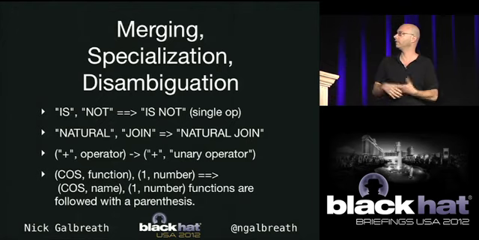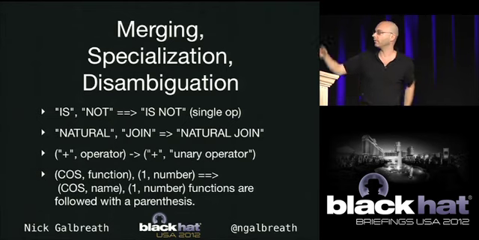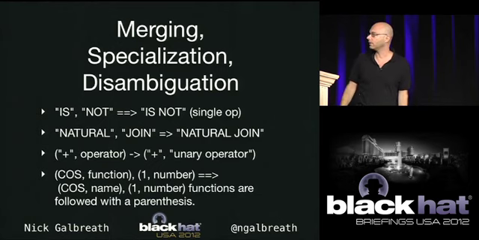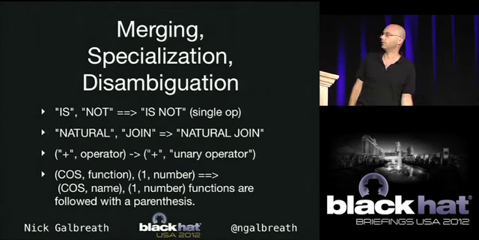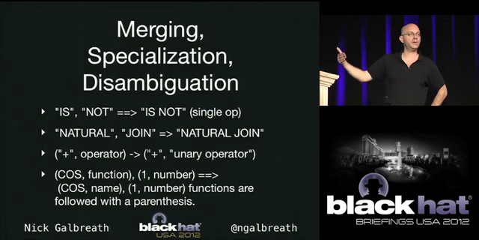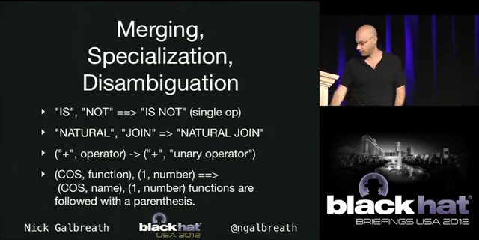Then there's another step which disambiguates, specializes, and merges tokens together. So IS NOT turns into a single operator. NATURAL JOIN turns into a single operator. Is the operator unary or is it an arithmetic operator? And the last one's slightly interesting. If you see COS, the cosine function, well, I'm an old math guy, so I use math examples. Cosine followed by a number: cosine is a function, but if it's not followed by a parenthesis, it's actually not a function. It's just some bare word floating around in there. So it goes through this whole step and disambiguates stuff, merges tokens, specializes, merges strings together, does all the stuff it needs to do.